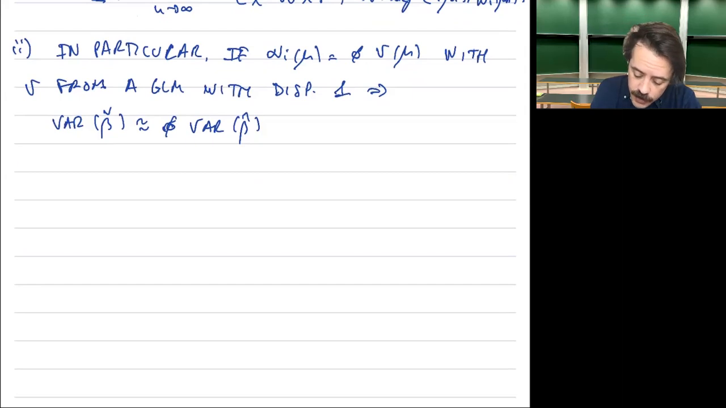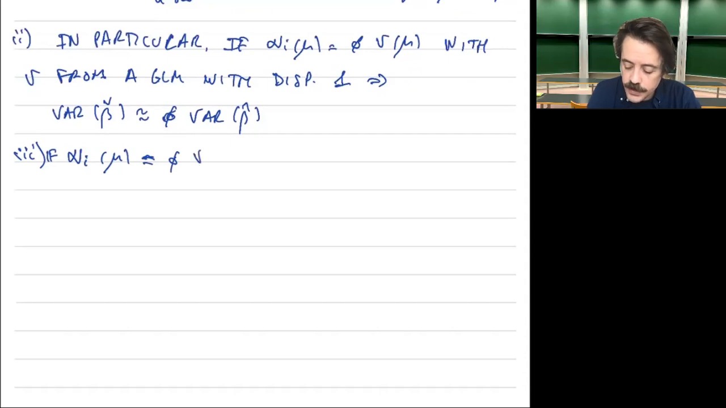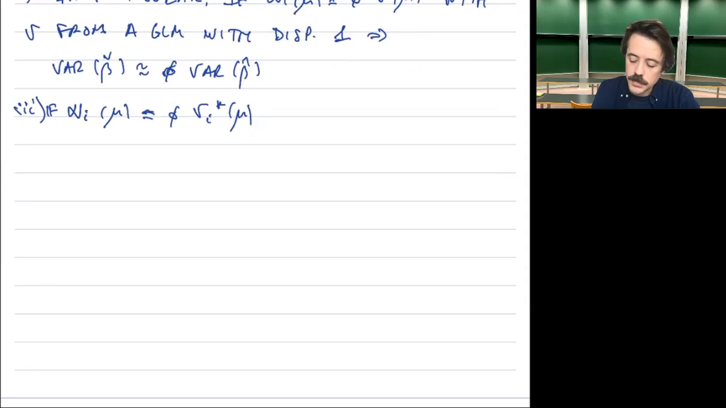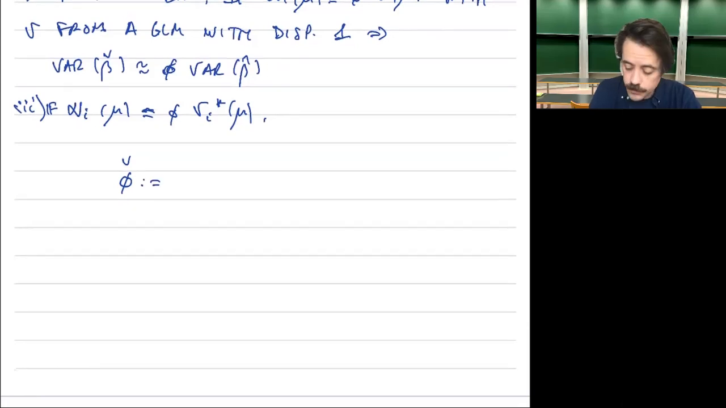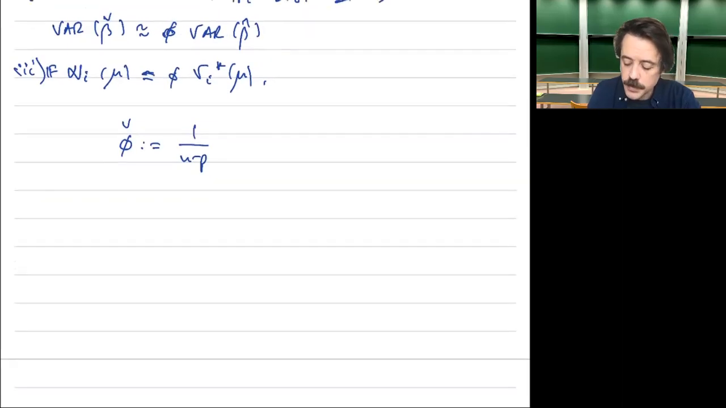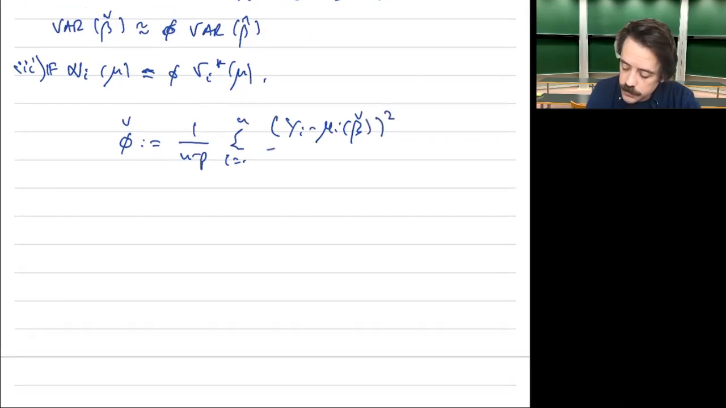All right. Then the third remark is that we'll use this second remark in the practical. That is actually quite a useful remark. The third thing is that if the nu_i's equal phi V, and now we can make it depend on i, it doesn't need to be from a GLM necessarily, then we can estimate this dispersion-like parameter by exactly the same generalized Pearson statistic that we had before, depending on that beta hat, and of course the usual things.